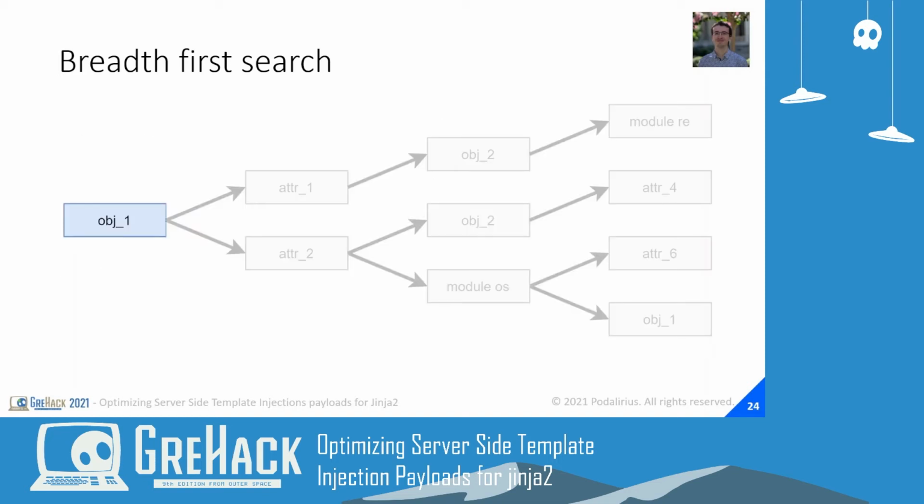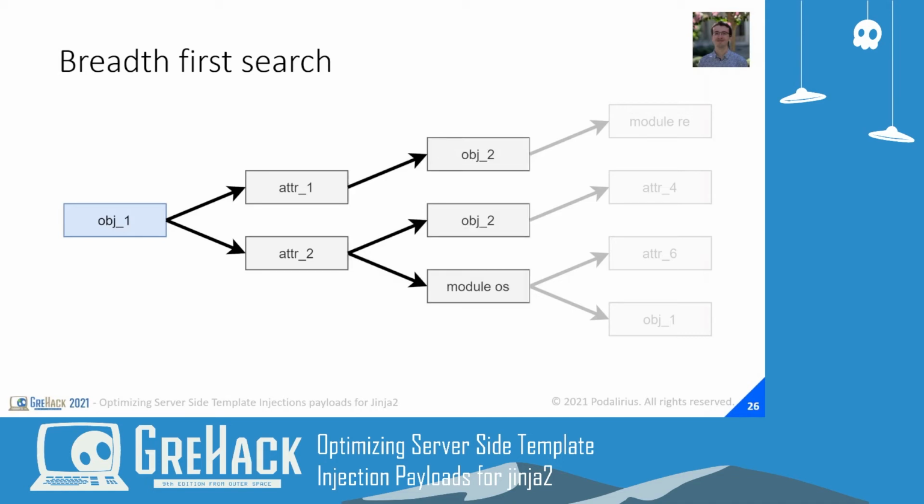So here is a small animation that shows how we are going to work inside the Python object tree. If we start at object 1, we are going to go in breadth first search. So we access attribute 1 and attribute 2, then object 2, and the OS module, and we find a path to the OS module.